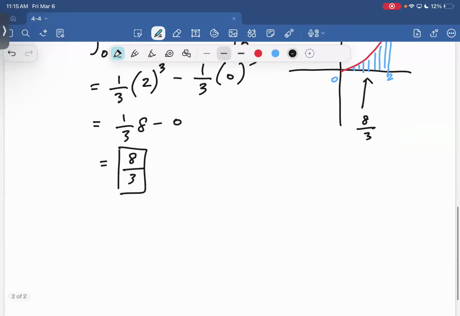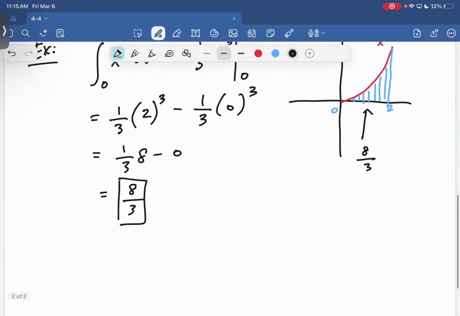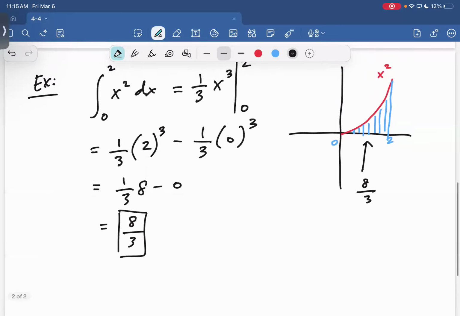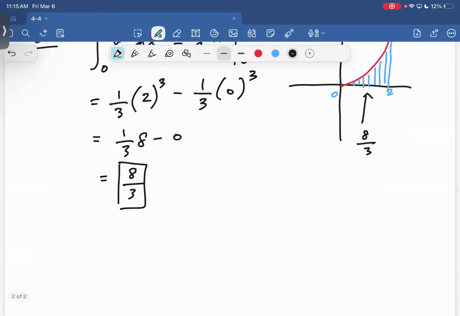Good question. So Vincent asks what happens to the plus c? The answer is that for definite integrals, the plus c doesn't matter anymore. The reason is we could think about it like this, right? If we had 1/3 x cubed plus c, and then we evaluated this from 2 to 0, the c's would just cancel out when we subtract it, right? Because c doesn't change between 2 and 0.